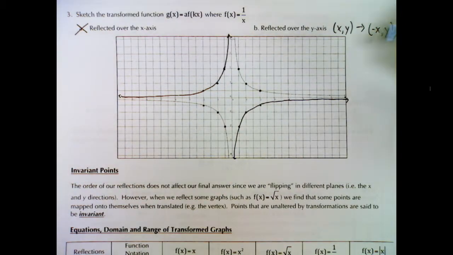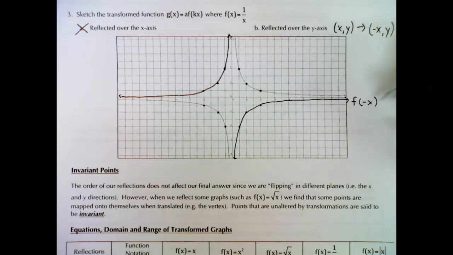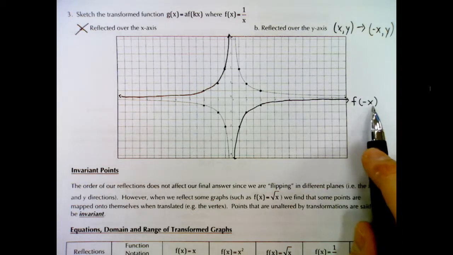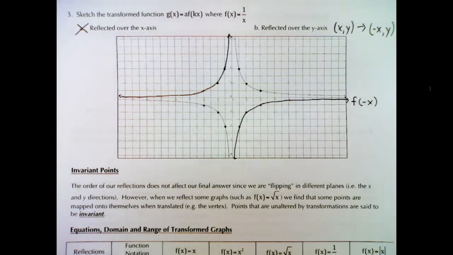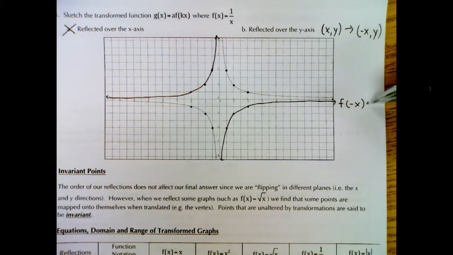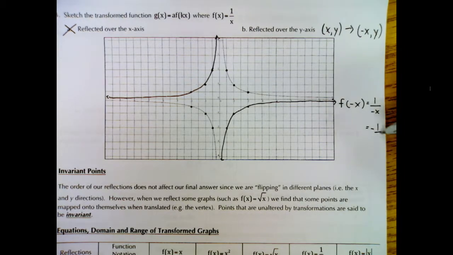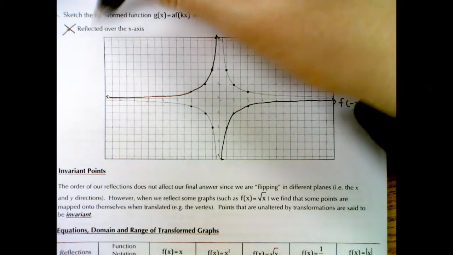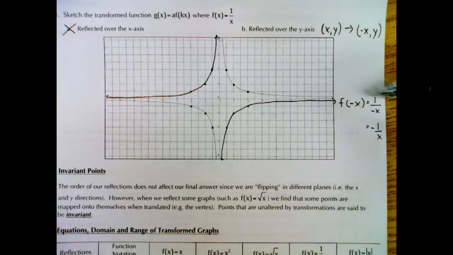So what have we done? Well, if the original is f of x, this is f at negative x. We've taken the x's and multiplied them by -1. We've reflected it. What would the equation of this be? Well, 1 over negative x, which if we take the negative from the bottom and put it in front, would be the same as -1 over x. These are equivalent. That's why if we did this example reflected over the x-axis, the negative in front would end up with the same graph.